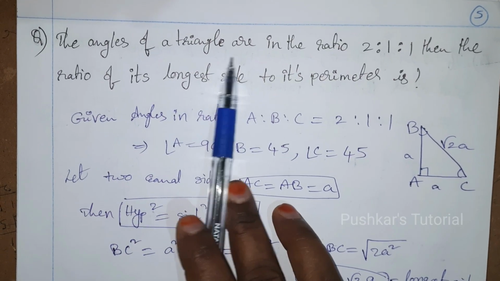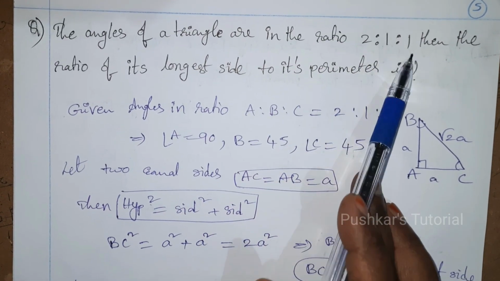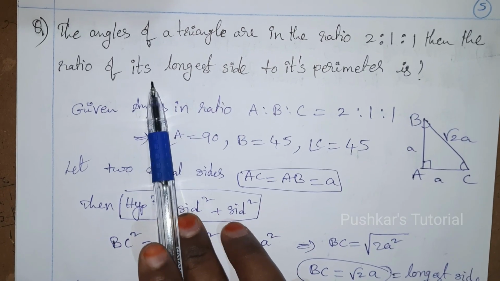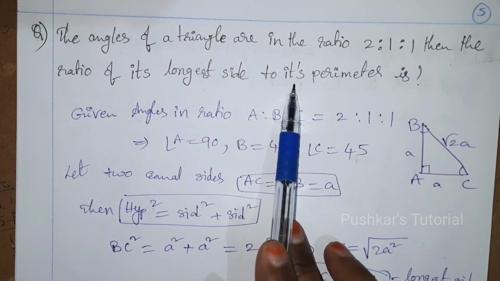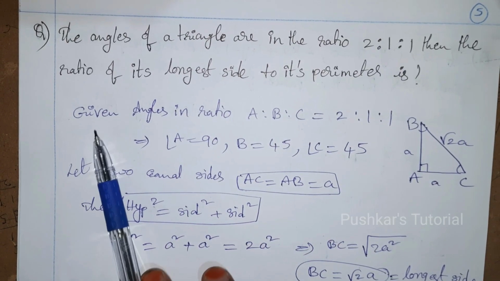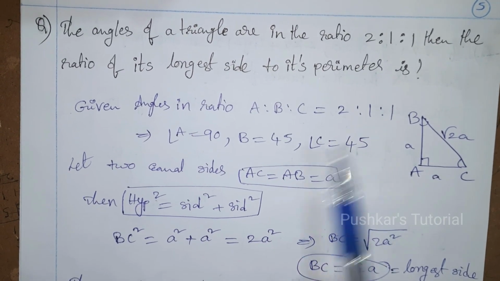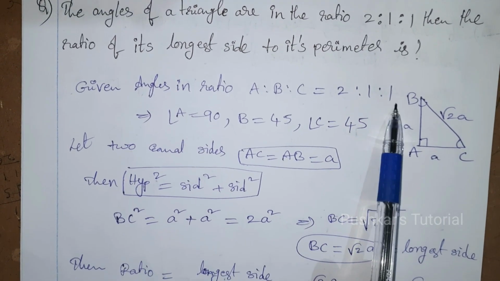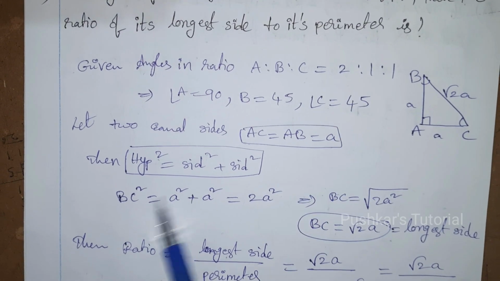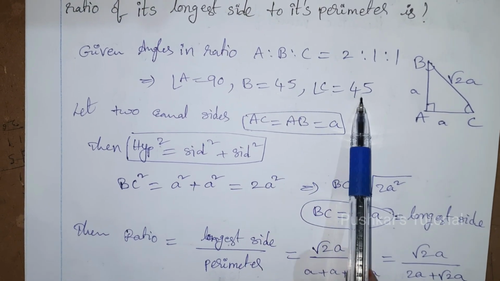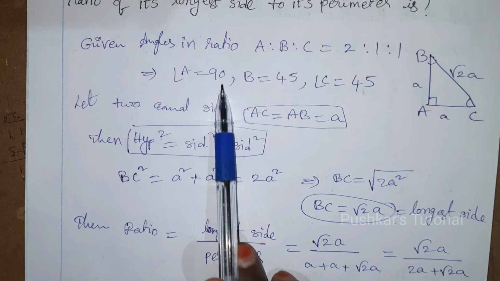The angles of a triangle are in the ratio 2:1:1, then the ratio of its longest side to its perimeter is? So given angles A, B, C are in the ratio 2:1:1. So indirectly 2 angles are equal. The third angle is double. So B and C I am taking 45, 45 and A I am taking double, 90.